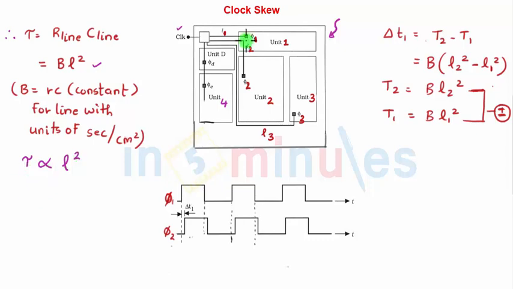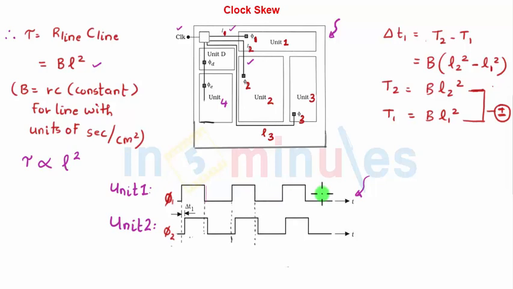Here we have shown on the diagram that unit 1 is getting its clock signal by an interconnect of length L1, unit 2 is getting its clock signal by an interconnect of length L2, so on and so forth. Now what we need to understand is, I have drawn here on the waveform when unit 1, unit 2 and other units receive their respective clocks, and I have called their clocks phi 1, phi 2, so on and so forth. So let's presume as an example that phi 1 gets its clock like this.